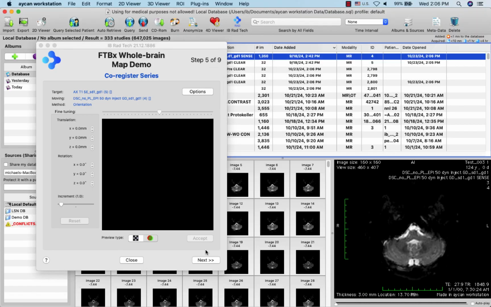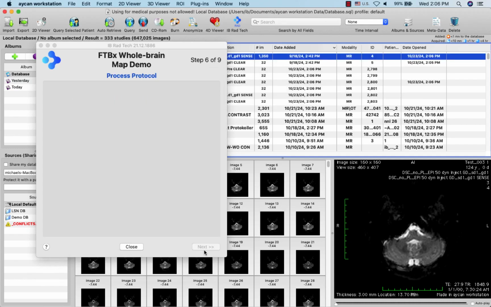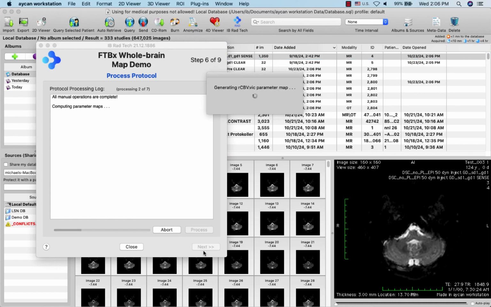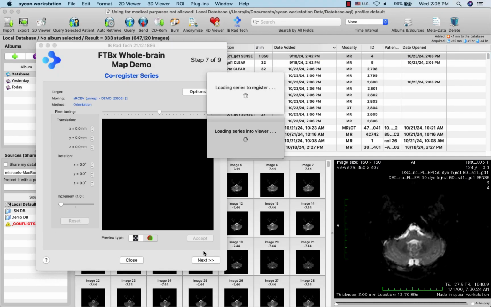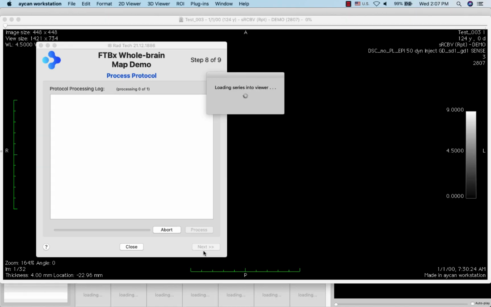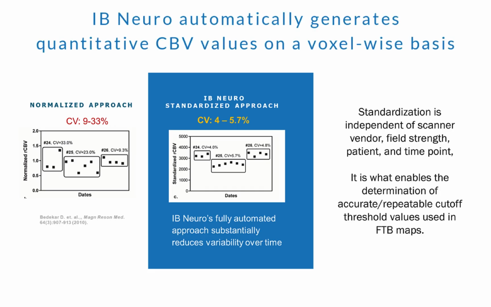And then from the delta T1 map, which identifies regions of contrast enhancement, we again capture those areas that are above the quantitative delta T1 threshold just as before. We then co-register the DSC Perfusion series, use IB Neuro to generate the standardized or quantitative rCBV data, which we then classify into regions of tumor, non-tumor or necrotic tissue, and the regions of indeterminate tissue or an admix of tissue. Remember that IB Neuro does not require the manual placement of a normalizing reference ROI to be drawn on contralateral white matter. IB Neuro automatically generates quantitative output independent of scanner vendor, field strength, patient, or time point.